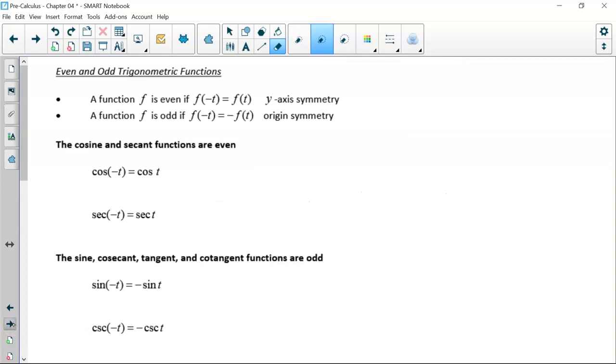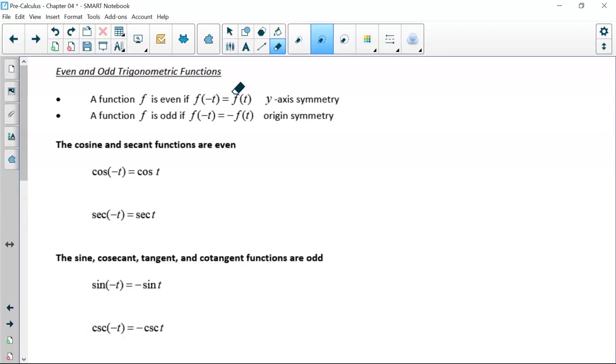Talking about even and odd functions. We talked about even functions and odd functions in previous chapters. As a review, a function is even if f of negative t equals f of t. That is, when you evaluate at the negative, it's the same as when you evaluate at the positive. They have y-axis symmetry, and we'll see that when we graph these.